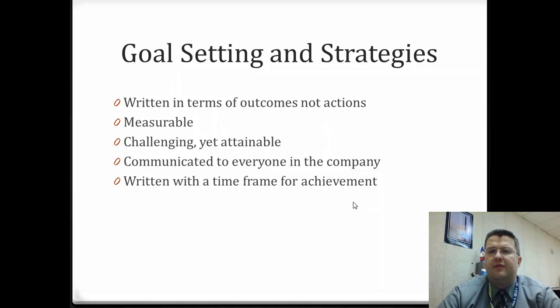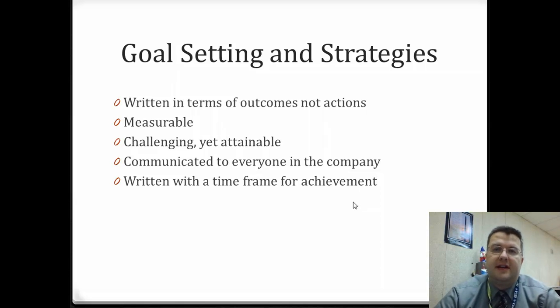Then we move to that goal setting stage. When we're writing our goals and our strategies, we want to make sure that we're writing them in terms of outcomes, not necessarily actions. And we're not getting to the point of what we're doing to meet that goal yet. We're just identifying what that goal is going to be. We want to make sure that goal is measurable. At the end of a specific period of time, are we going to be able to evaluate and say, yes, we were successful in that area?